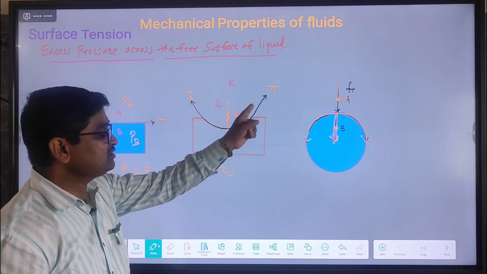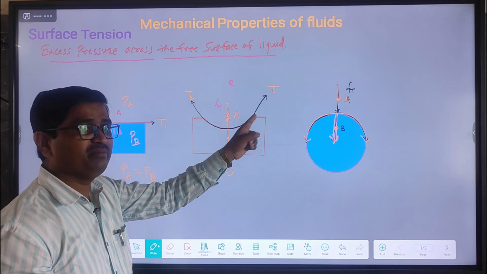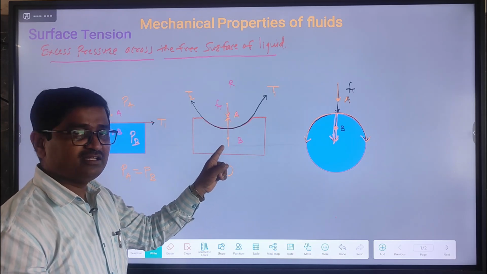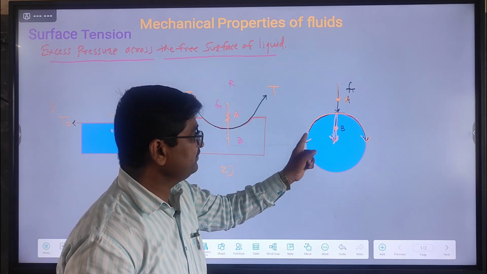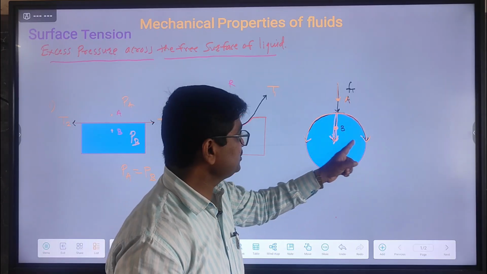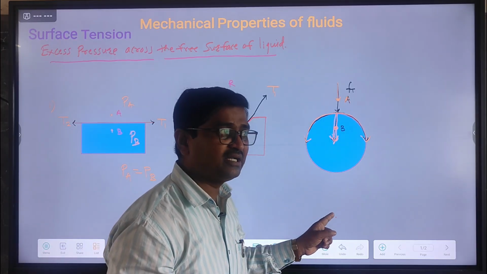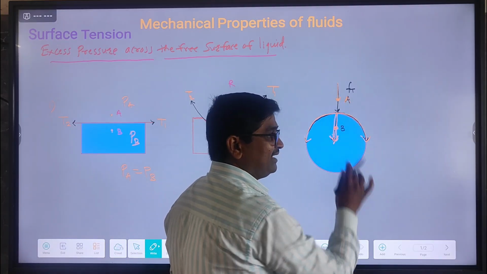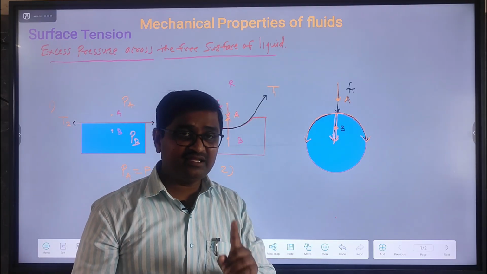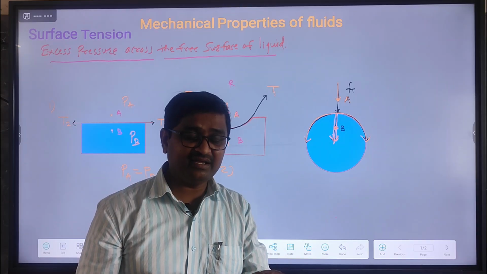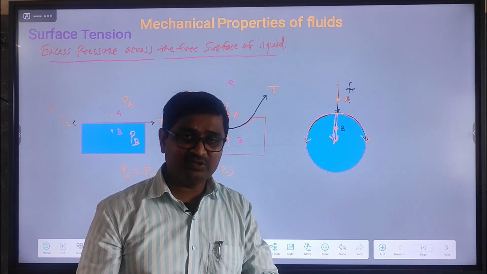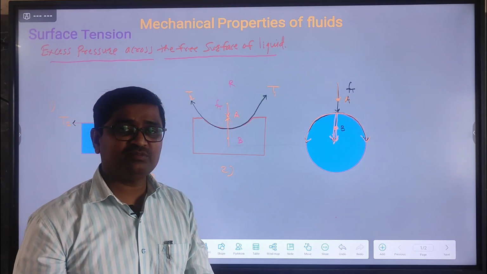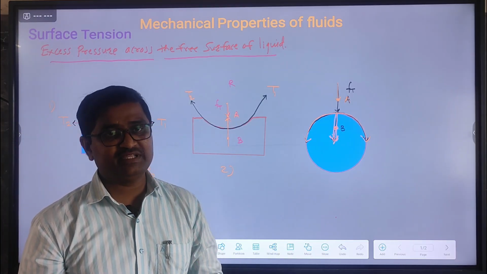Second, if the free surface of liquid is concave, the force due to surface tension between two sides is vertically upward, and the pressure on the concave side is greater than the pressure on the convex side. If the free surface of liquid is convex, the force due to surface tension is vertically downward, and the pressure on the concave side is again greater than the pressure on the convex side. Anytime the pressure on the concave side will be higher and the pressure on the convex side will be lower. And if the free surface of liquid is plane, there is no pressure difference just above and just below the free surface of liquid.